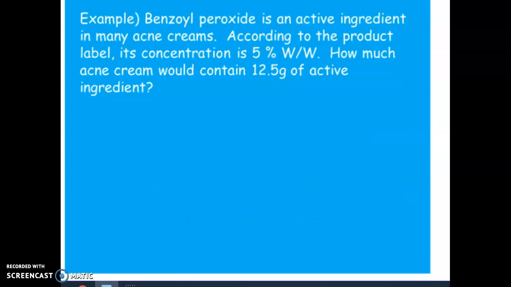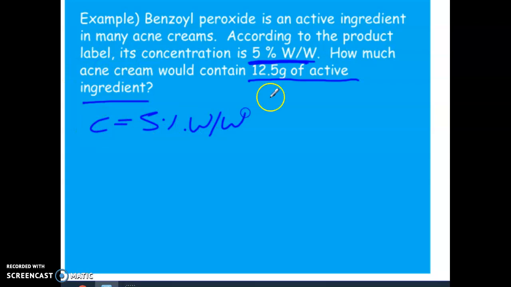So let's take a look. Benzoyl peroxide is an active ingredient in many acne creams. According to the product label, its concentration is 5% weight by weight. How much acne cream would contain 12.5 grams of the active ingredient? So let's talk about what we have. We're given percent, so we're given concentration. So the concentration is 5% weight by weight.